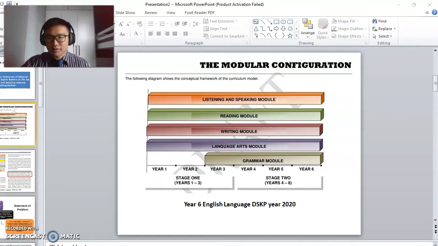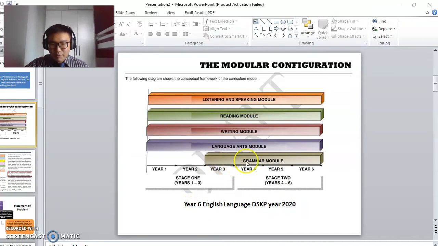As we all know, there have been curricular changes to the primary English education since the year 2016 regarding the teaching of grammar, namely the elimination of the grammar module as a whole. We can see this by comparing the differences between the DSKP English Year 4, 2020, with the DSKP English Year 6, 2020, because the changes have been implemented to Year 4 first and not yet for Year 6 as of year 2020. So as you can see here very quickly, this is the Year 6 English Language DSKP for year 2020.